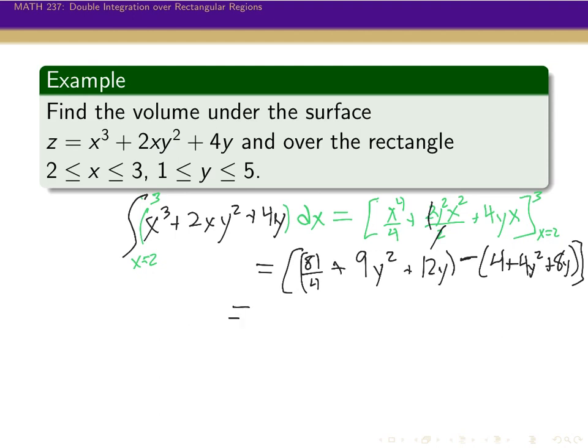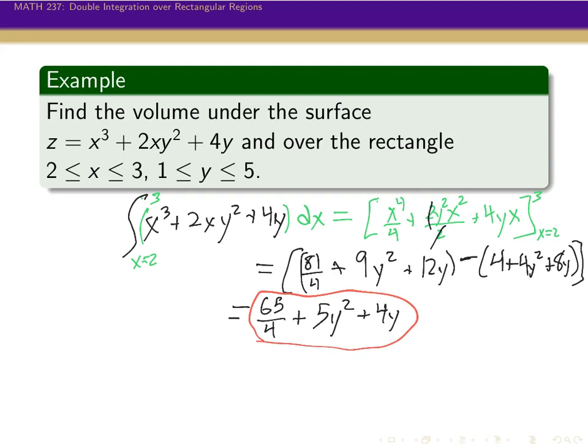So 81 over 4 minus 4, so 4 is 16 over 4, 81 minus 16 is 65. So we have 65 over 4 plus, I have 9y squared minus 4y squared, so that's going to be 5y squared, and then 12y minus 8y gives me plus 4y. And so notice now this is only in terms of y. All the x's are gone after we do that double integral.